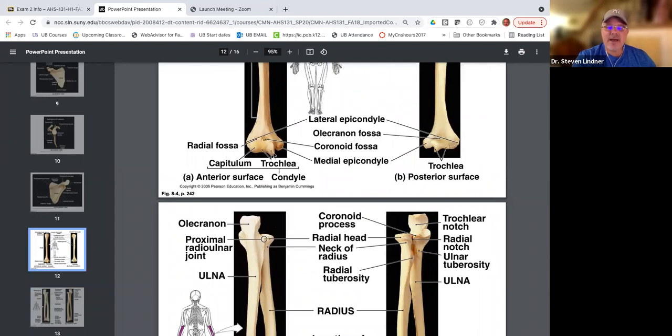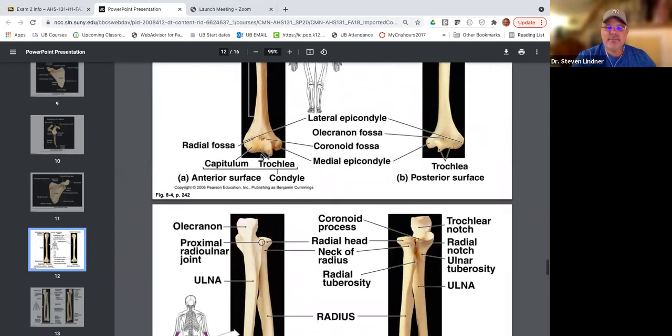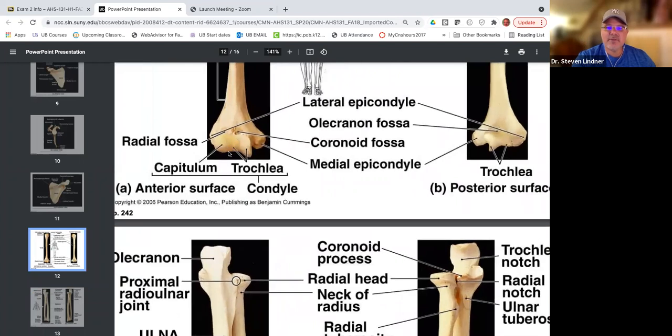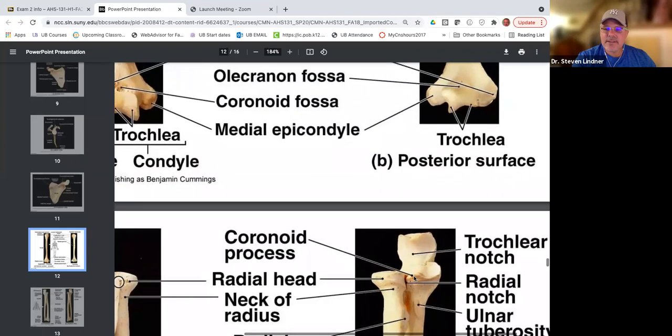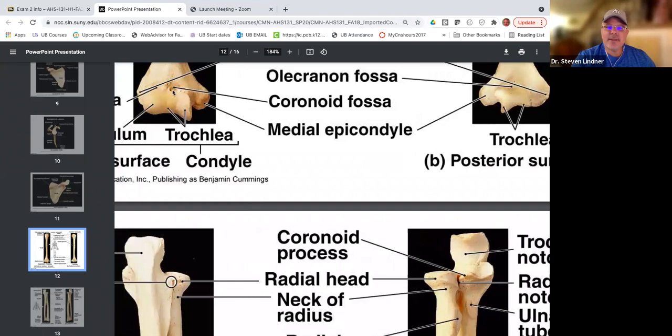So if you look on the left, here's the trochlea, right? You see this spool, this rounded structure. So this trochlea is going to fit perfectly in this trochlear notch. Now, if you look right here, this little tip is called the coronoid process. This coronoid process of the ulna is going to fit perfectly here in the coronoid fossa. That's when you bend your elbow. When you bend your elbow, they're going to meet.